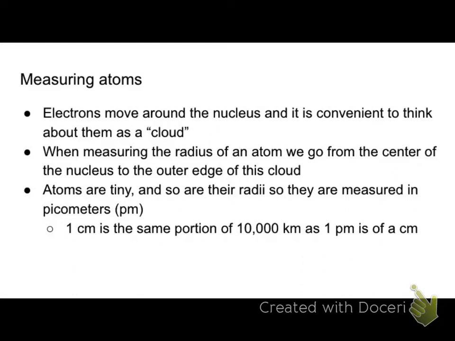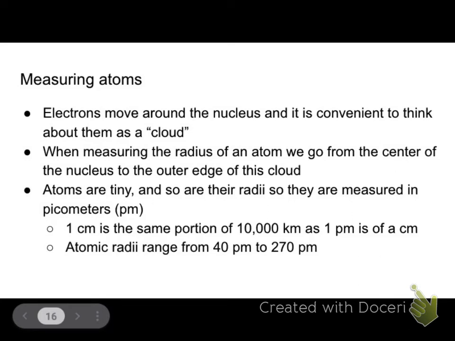And if we're thinking about the size of the nucleus compared to the size of the atom, if the nucleus of an atom was the size of a marble, then the electron cloud of that atom would be roughly the size of a football field. So that's how small the nucleus is compared to the rest of the atom. So those protons and neutrons are taking up a tiny amount of space. Is the electron cloud not within the nucleus? No, it's around the outside of it. Yep. So atomic radii range in size from 40 picometers to 270 picometers. So they're very, very small guys.